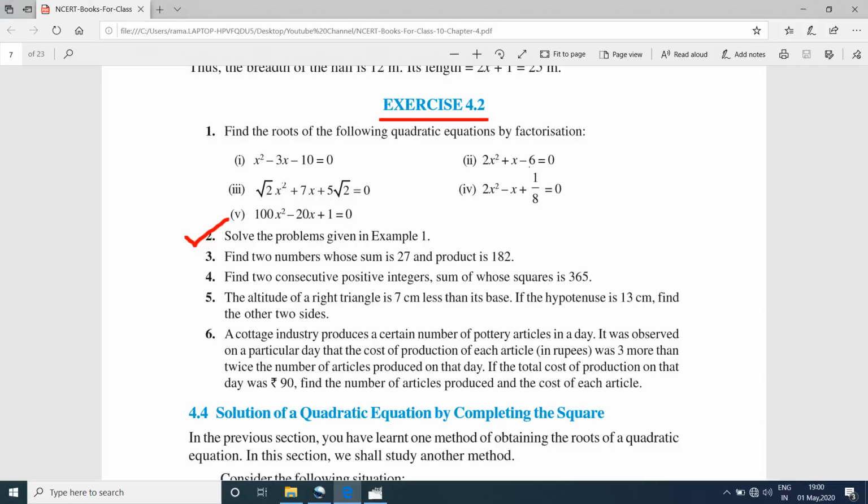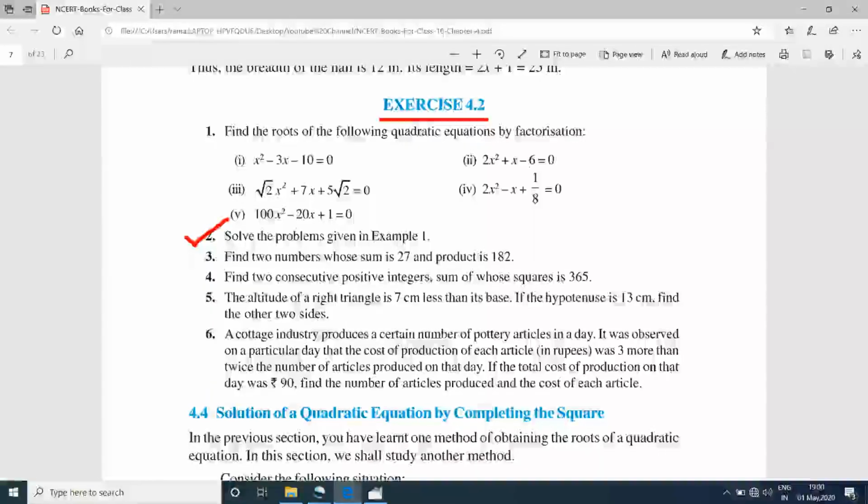Welcome friends. In the last video we were discussing quadratic equations. First exercise we have done, that is formulating quadratic equations from real-life situations. Then we started exercise 4.2. We have completed question number 1, 5 sub-questions. Now we are moving to the second question of exercise 4.2, quadratic equations, CBSE class 10.